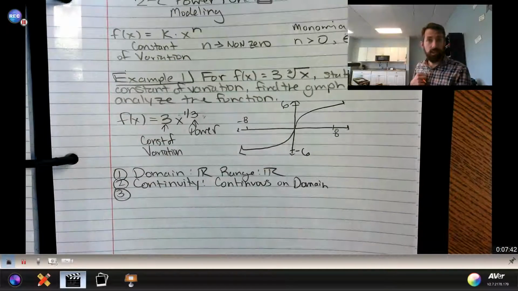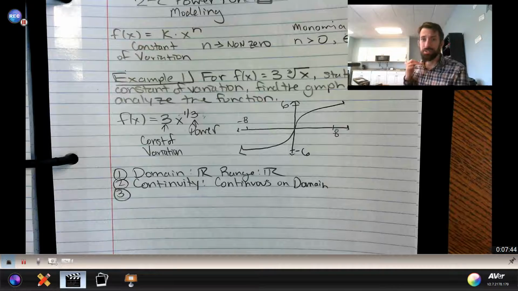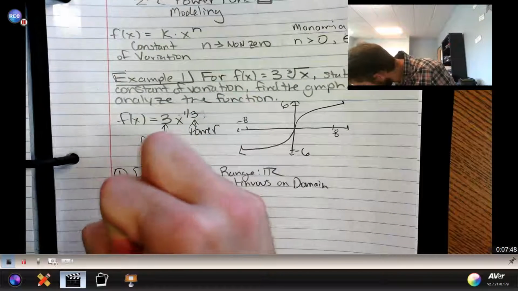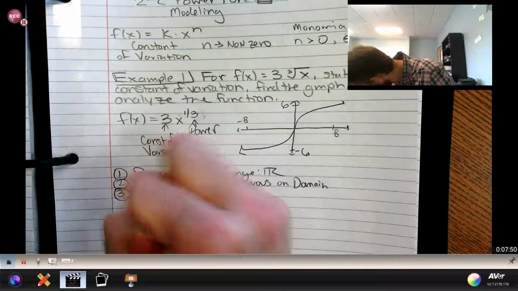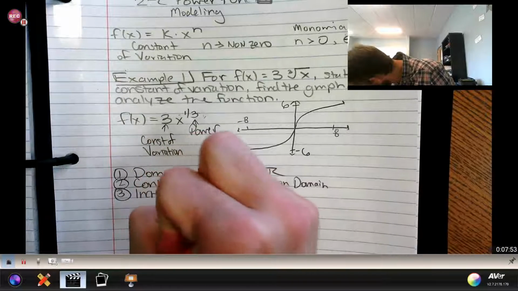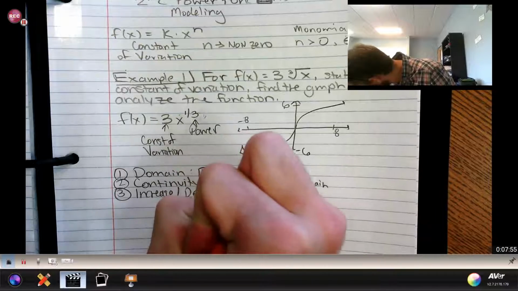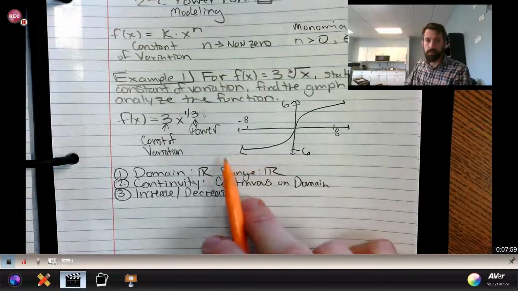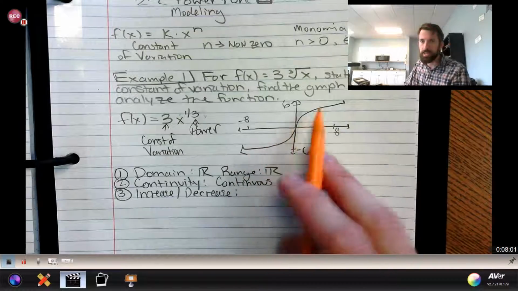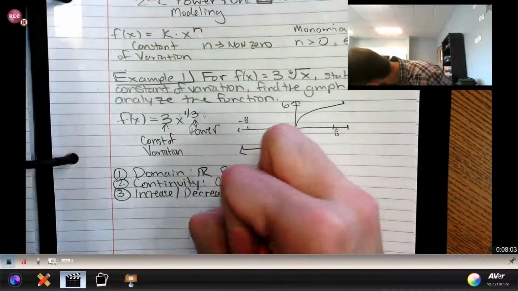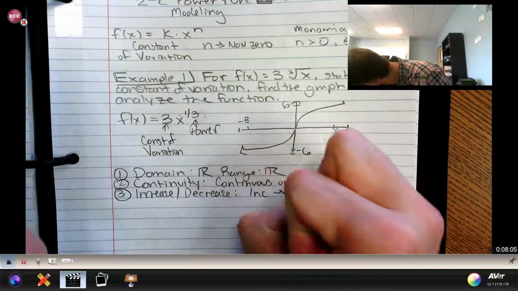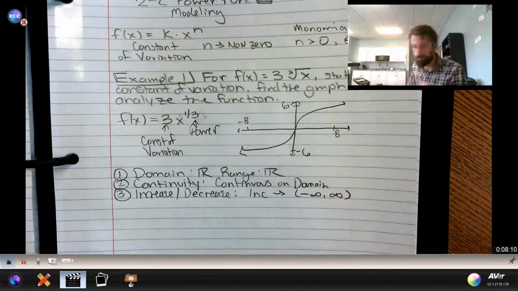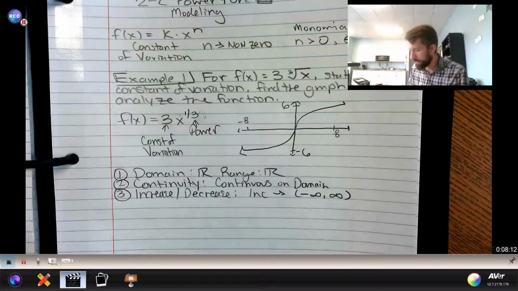Number 3, the next thing we look for is the slope. Where is the graph increasing and decreasing? Now, as we take a look at this, the slope at every point is positive. So it is increasing from -infinity to +infinity, all the way across.